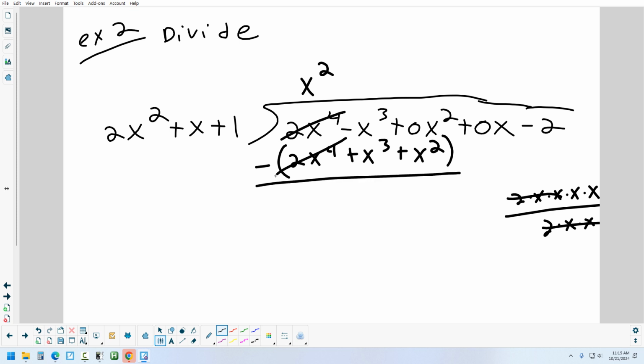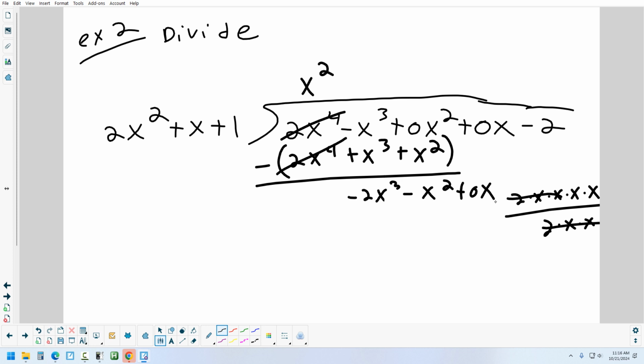2x to the fourth minus 2x to the fourth. What's negative 1x cubed minus x cubed? That's negative 2x cubed. And 0x squared minus x squared? Negative x squared. Bring down the next term. I know it's just a 0x, but it helps people usually if they just see it.